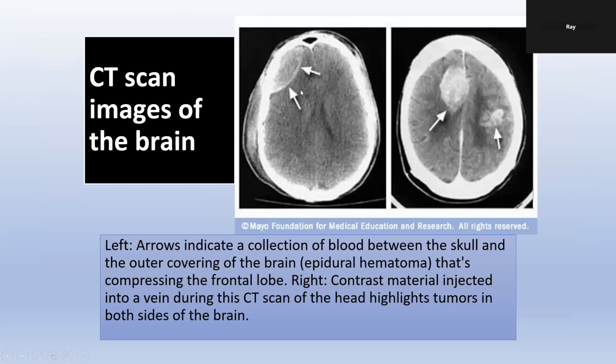The arrow indicates a collection of blood between the skull and the outer covering of the brain. This is a CT scan image of the brain. Contrast material injected into the vein during CT scanning of the head highlights the tumor in both sides of the brain. It's a tumor. We use contrasting material.